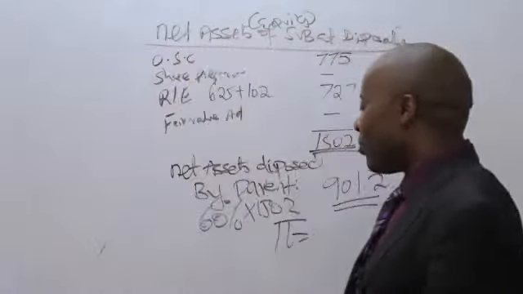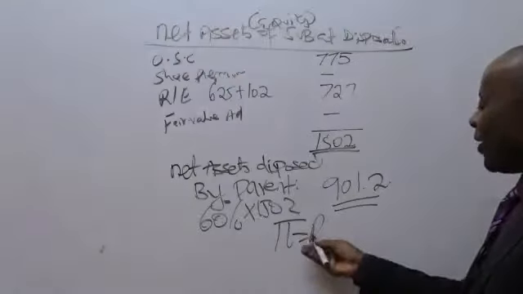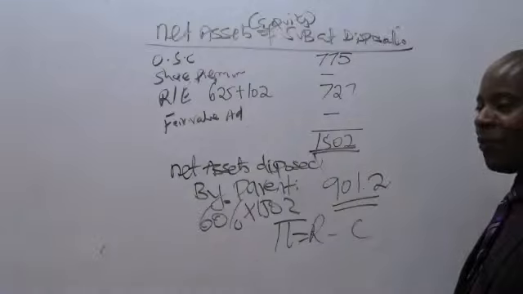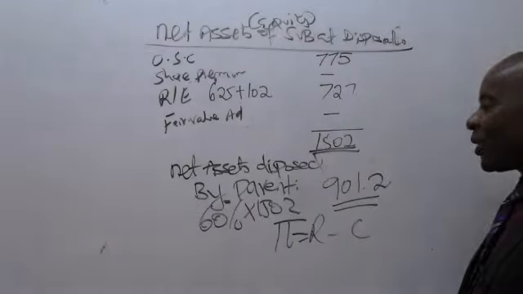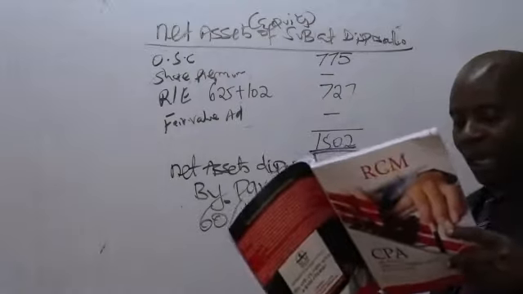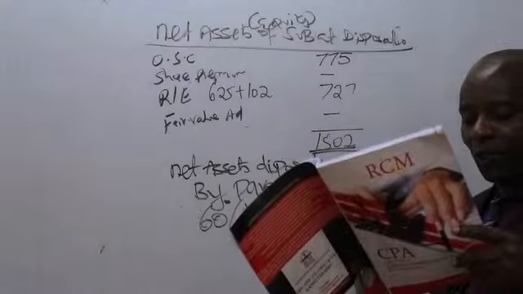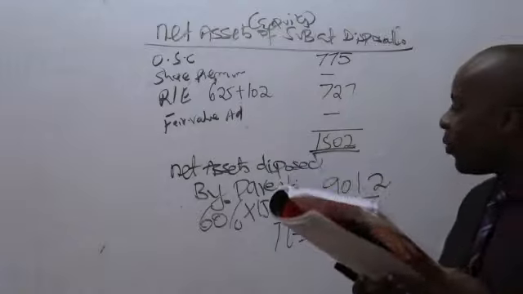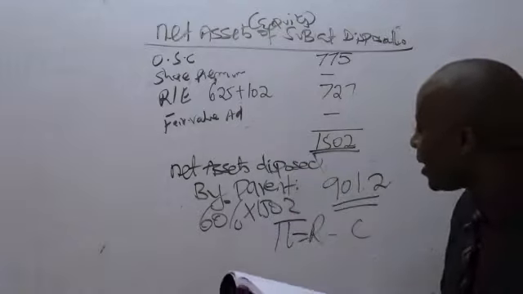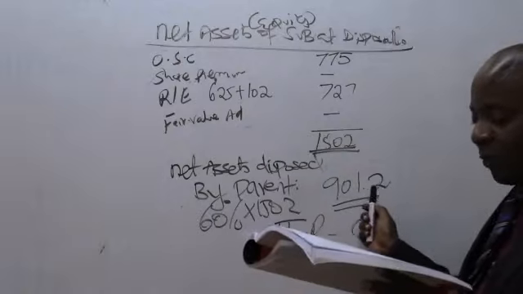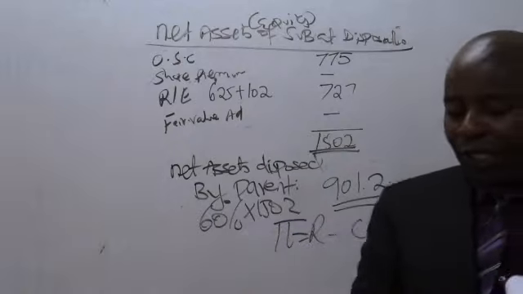Yes. So remember, profit is revenue minus cost. Wait a bit, there is something you should know. We have here the net assets disposed by the parent. You got 901 point what? 901.2.